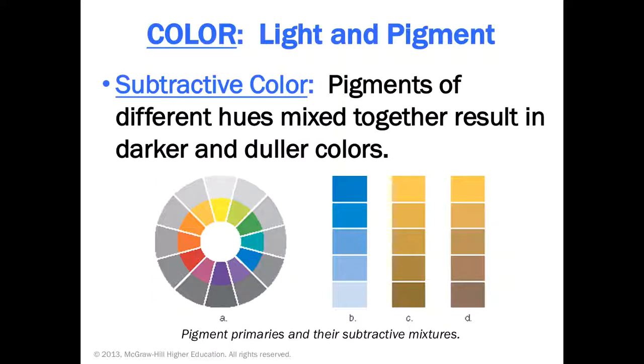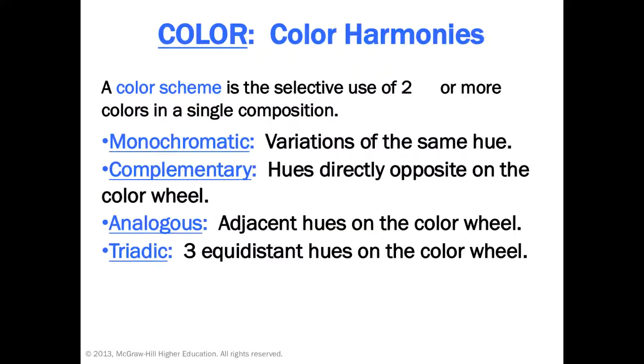Subtractive colors, what we're doing, these are pigments, okay? And I'll talk more about pigments when we get into painting, but different hues mixed together result in darker or duller colors. A color scheme is selective use of 2 or more colors in a single composition, and we do have some artists in this book that use color very deliberately and not just in a representational way.